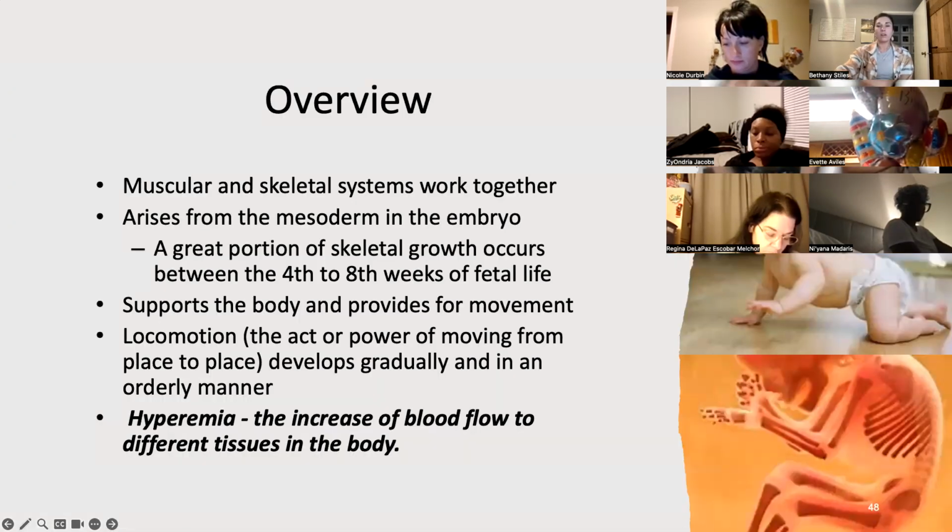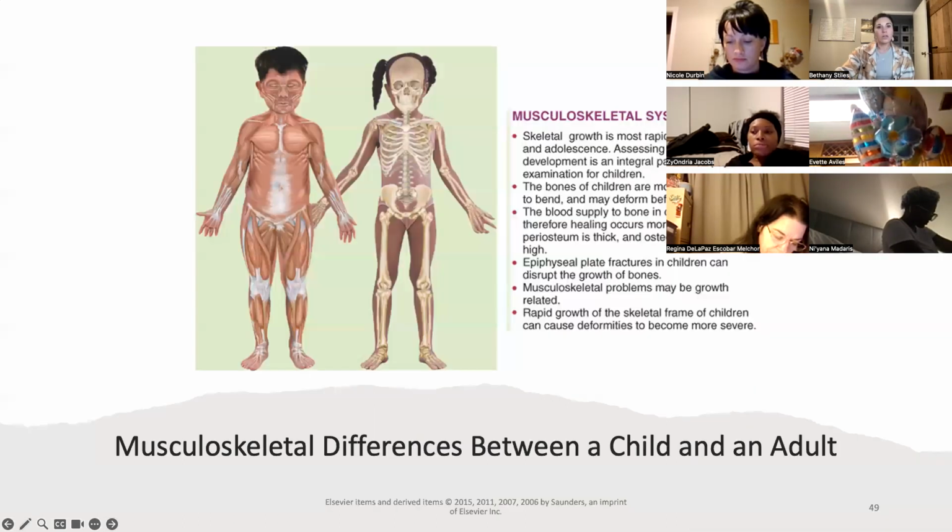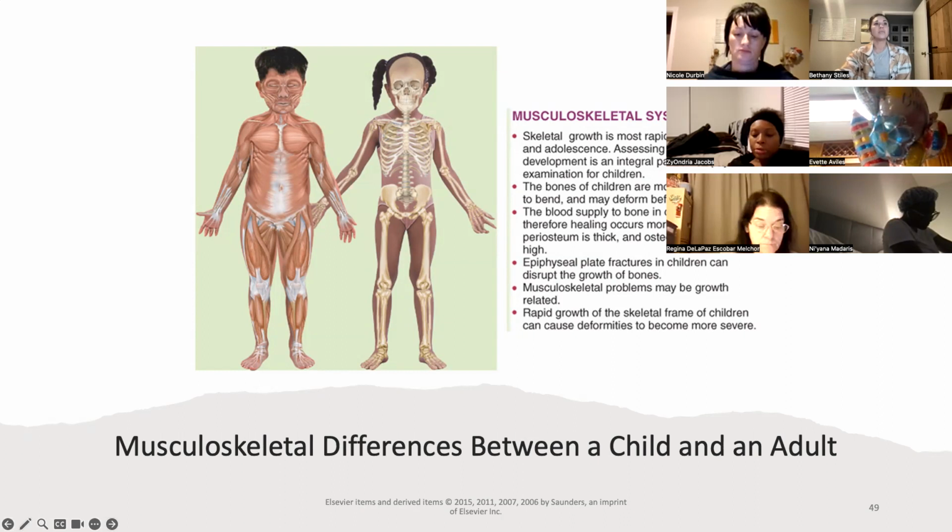Our muscles and our skeletal system work together to support our body and allow us to move. Our ability to move is going to develop gradually and in a very orderly manner. We know there's lots of differences in the child's skeletal system and the adult's. They have that rapid period of growth in infancy and also in adolescence. Their bones are a lot more resilient than adults. They tend to bend before they break. They have a rich blood supply, so they heal a lot faster.